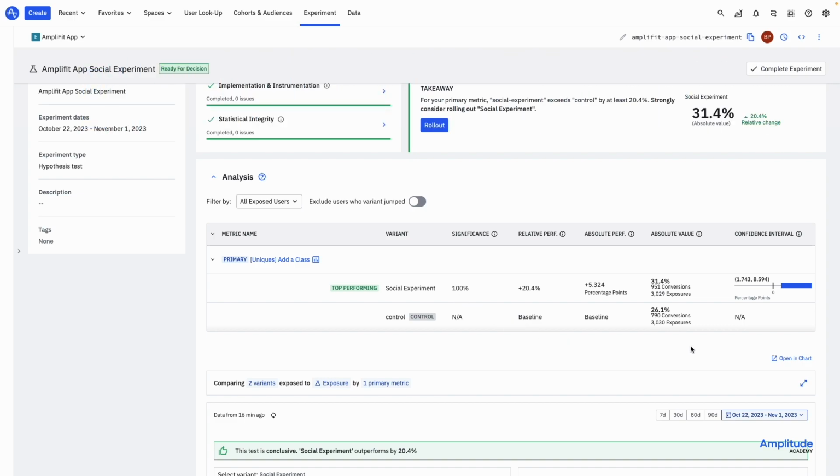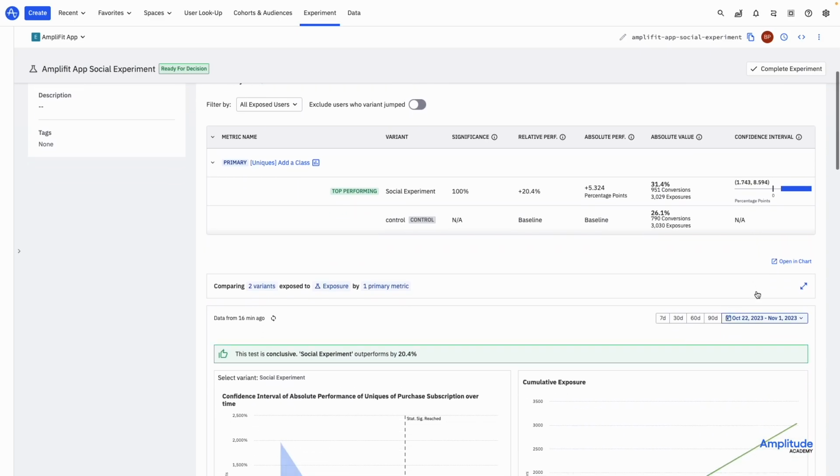The confidence interval is the range of absolute performance we should expect in the future. Basically, based on the performance of the variant during the experiment, the allocation that was defined for the experiment, and the confidence level defined within the statistical settings, the confidence interval provides an expected range of performance for this metric, should the experiment be conducted again.